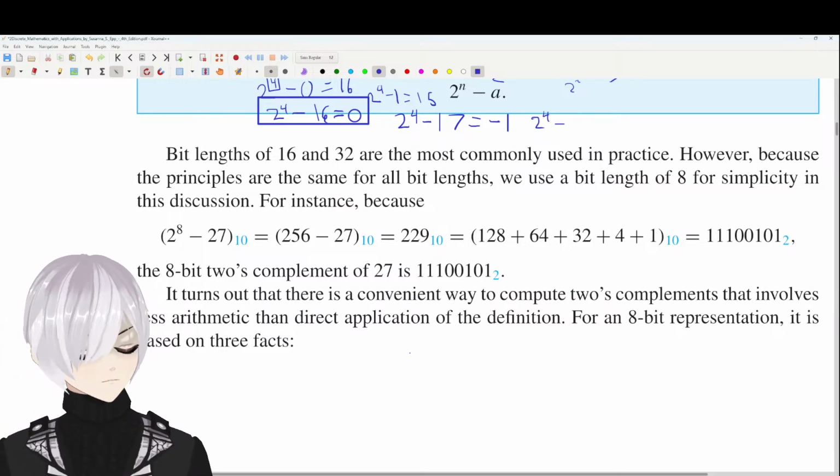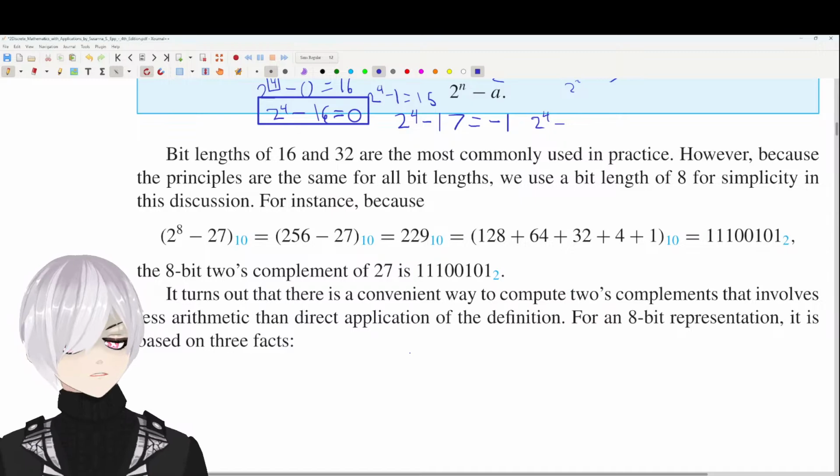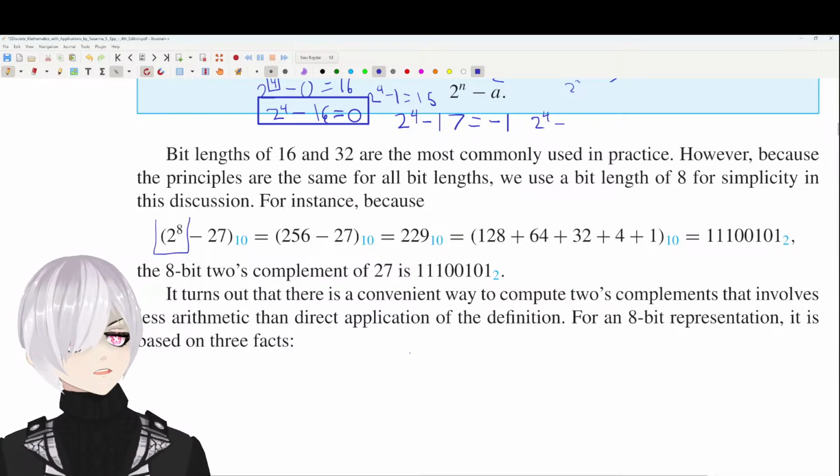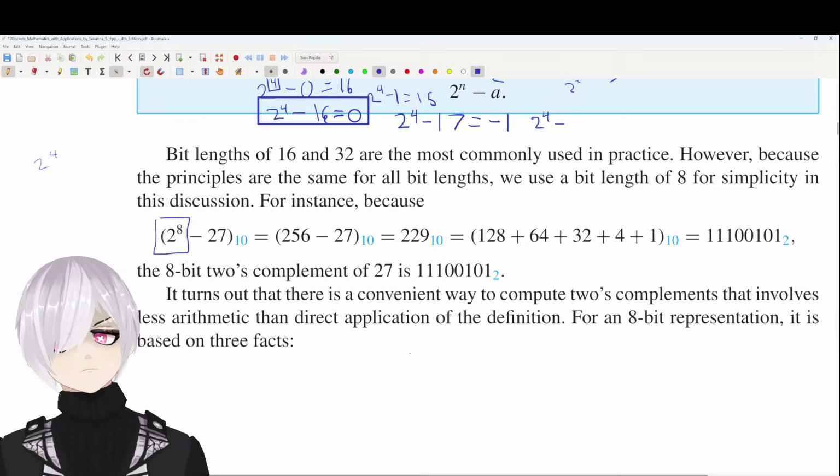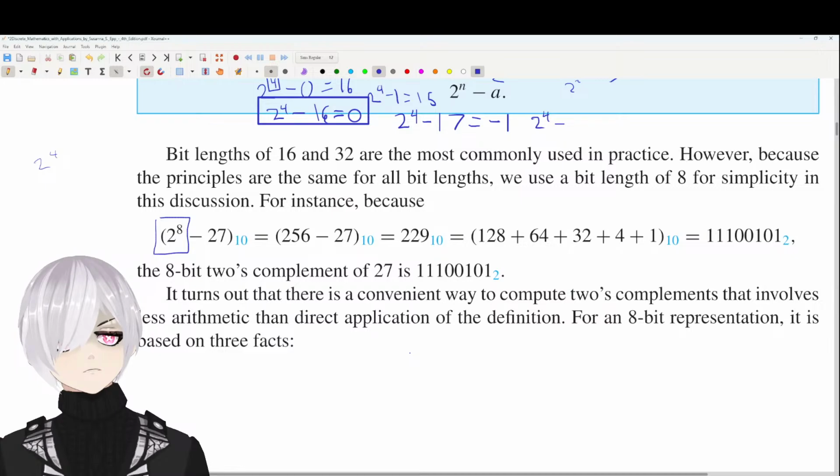What was the easy way of calculating this? Well, one way is to just go through it: 2 to the 4th is 16, 2 times that is 32, 2 times that is 64, 2 times that is 128, 2 times that is 256. So you could memorize it, or start from one that you know and keep multiplying by 2 until you get there.